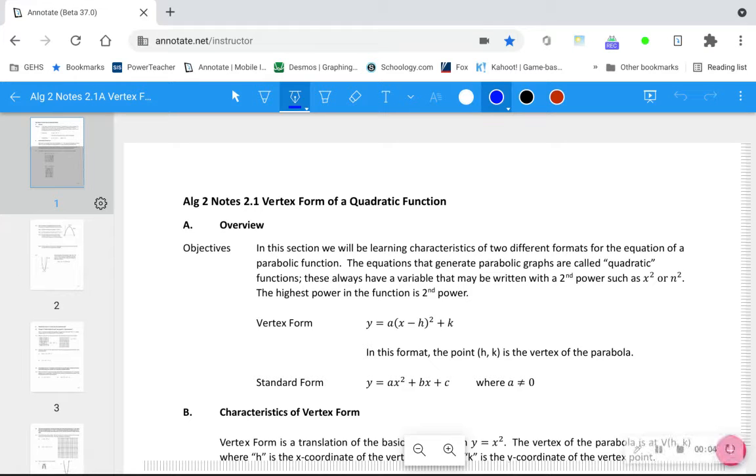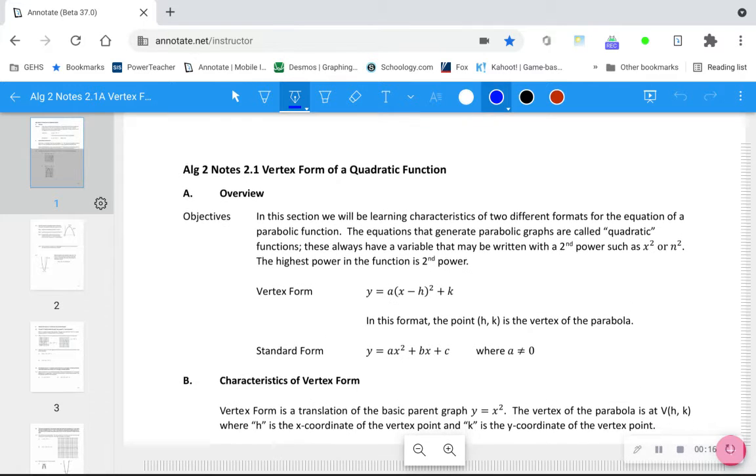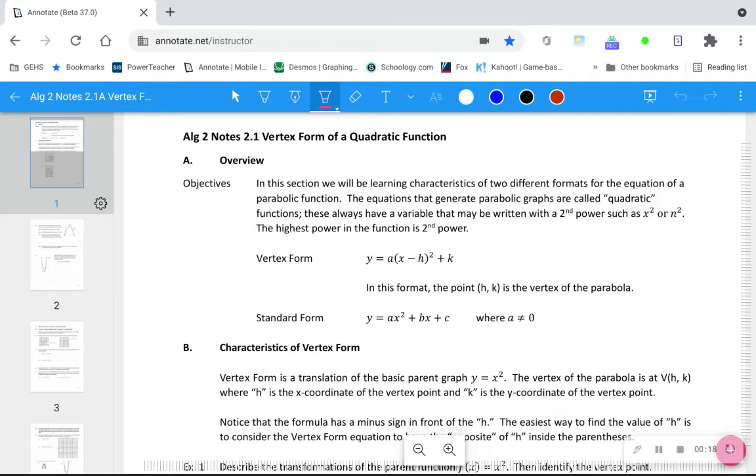I'm going to cover vertex form with you. It's one of the formats for a quadratic equation. You're going to see parabolic graphs, and there's actually two formats. The first format is called vertex form, and then there's standard form. Let me give you an example of each.